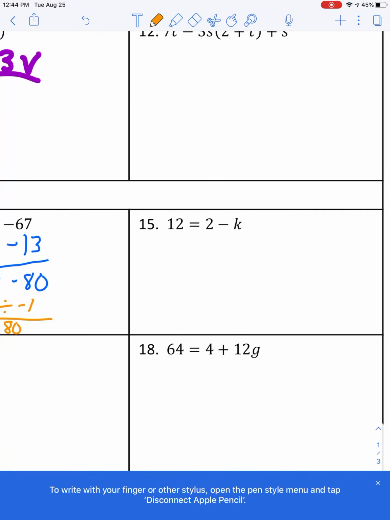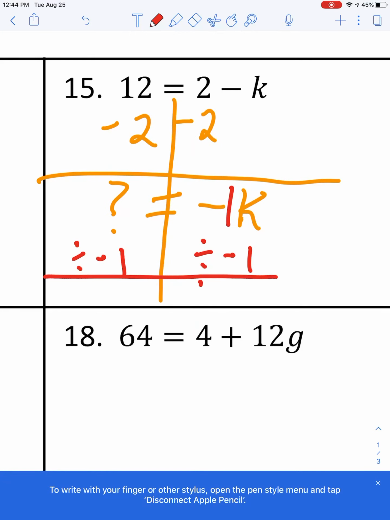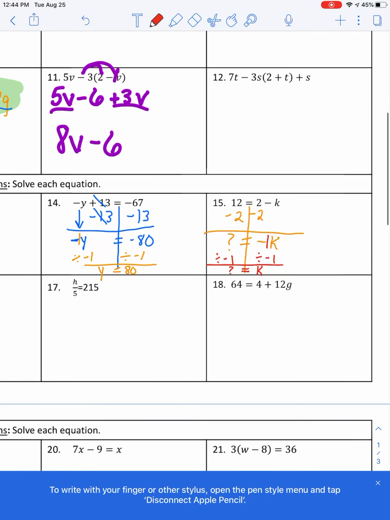Number 15, I'm going to show you the 2 steps, and then I expect you to be able to finish after. You're going to do minus 2 minus 2. You're going to get something equals a negative k. So I'll put a question mark there. And then because there's a negative 1 in front of that k, you're going to need to divide by negative 1 on both sides. And then you'll end up getting k equaling an answer. And I'm going to expect you to finish number 15 on your own.